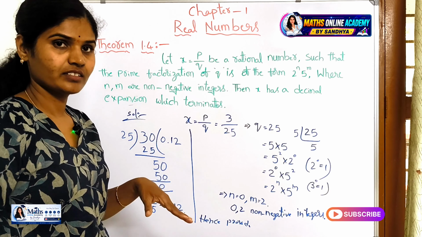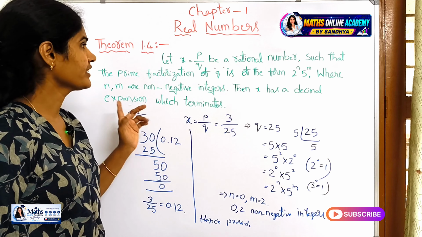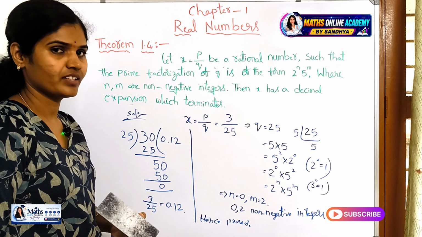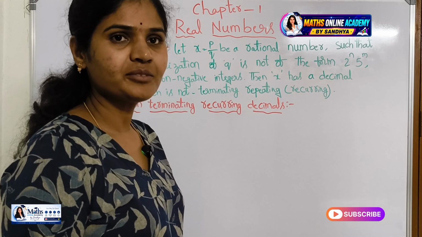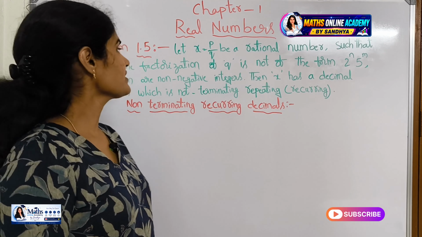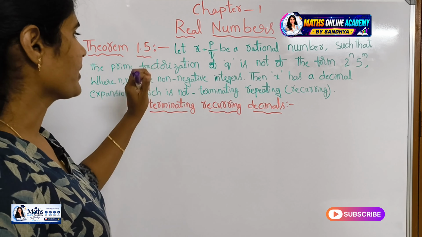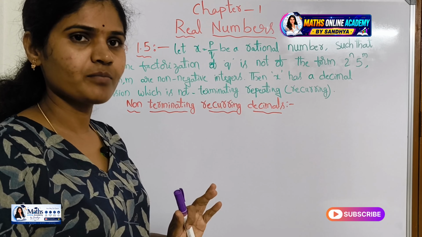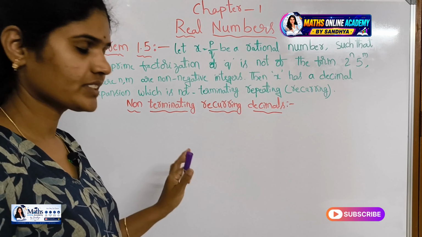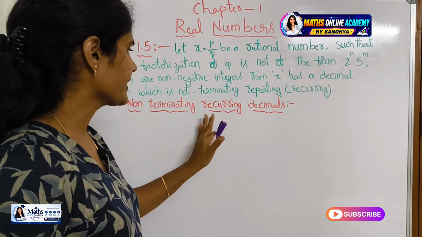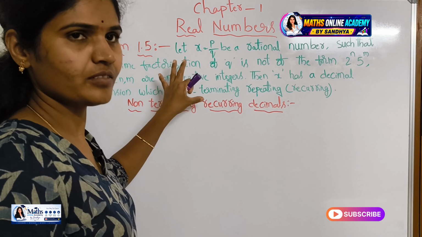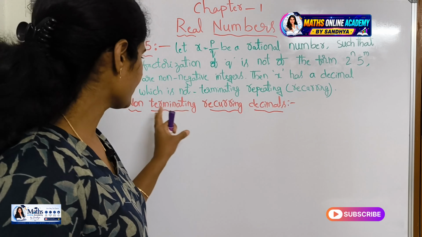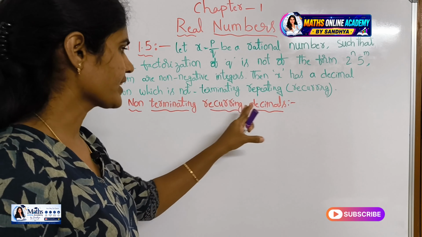And the next theorem is 1.5. Before going to the theorem, let's discuss what non-terminating recurring decimals are. In this theorem, we discuss non-terminating recurring decimals.